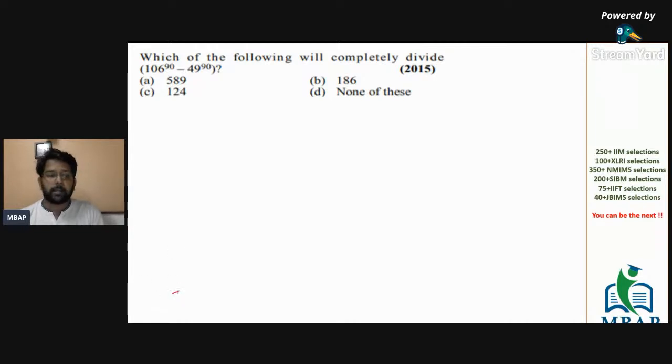The first question that we have got is from the same topic of number system from the year 2015. The question says, which of the following will completely divide 106 raised to 90 minus 49 raised to 90? I repeat, which of the following will completely divide 106 raised to 90 minus 49 raised to 90?